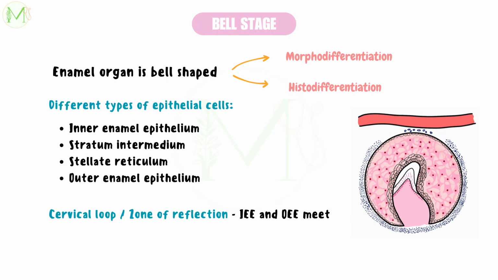The 4 different types of epithelial cells of the enamel organ that can be identified in this stage are inner enamel epithelium, stratum intermedium, stellate reticulum and outer enamel epithelium. The place on the junction between the inner enamel epithelium and outer enamel epithelium is known as cervical loop, also known as zone of reflection.